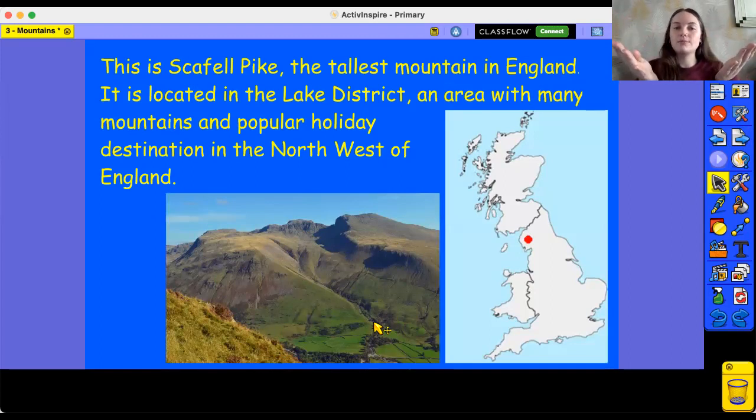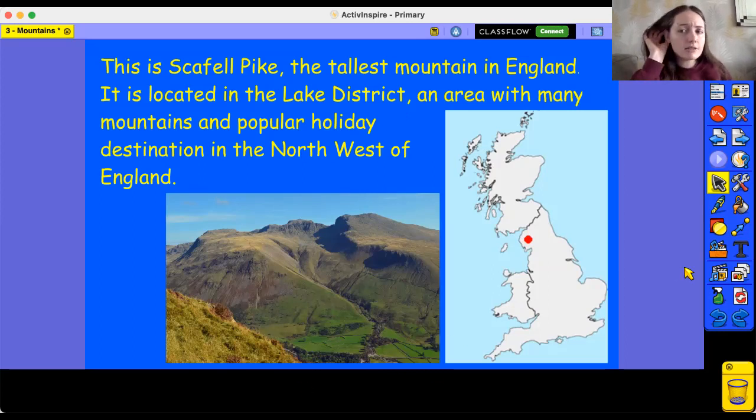So this is Scafell Pike, and that is the tallest mountain in England. And you can see on the map here that I have put it there. Now this area here is called the Lake District, which is an area with lots of mountains, and it's also a popular holiday destination, and that's in the northwest of England. So it's in England, and the mountain is called Scafell Pike.